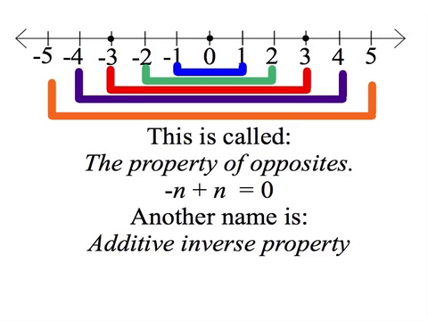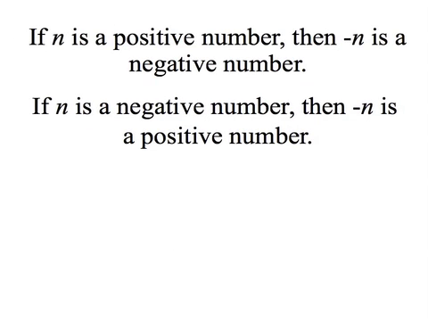This is called the property of opposites, and it's read, the opposite of n plus n is equal to 0, or in words, a number plus its opposite is 0. Another name for this property is the additive inverse property. If n is a positive number, then the opposite of n is a negative number. If n is a negative number, then the opposite of n is a positive number.